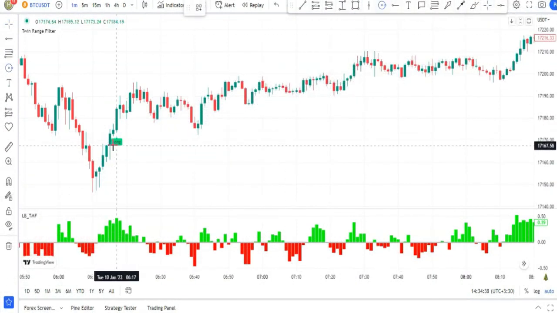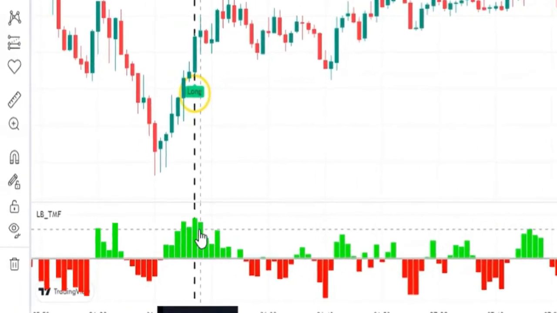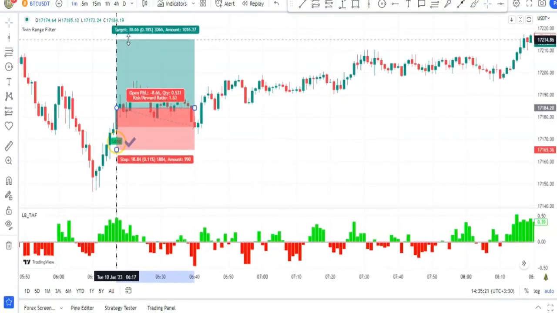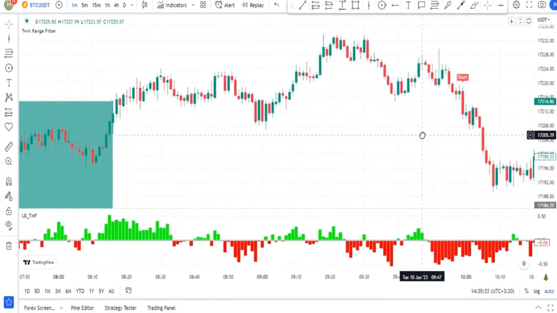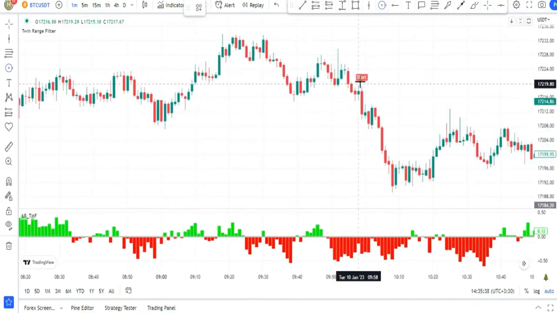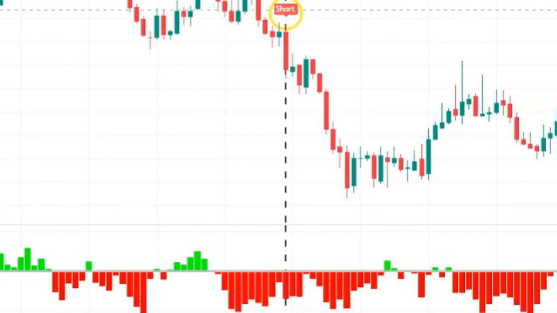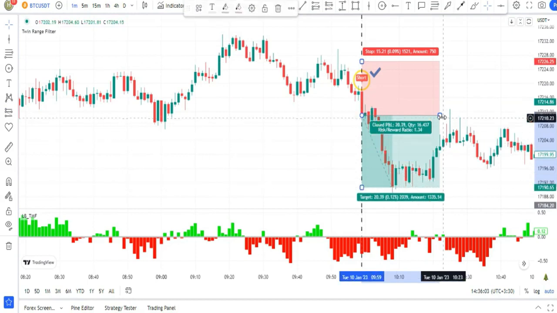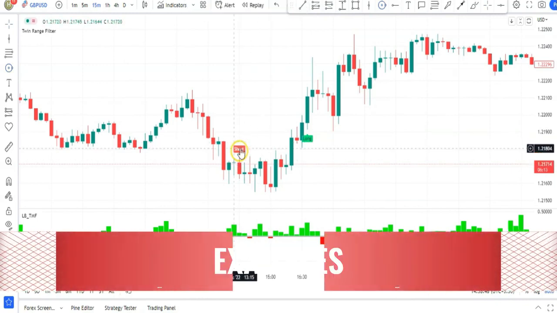For example, there's a long signal here, and if I draw a vertical line, the bar of TMF is green and is above the 0 line, so this long signal is valid. The next one is a short signal, and if I draw a vertical line, the TMF histogram is red and it is below the 0 level, so this short signal is also valid. Check out this example to better understand these two indicators.